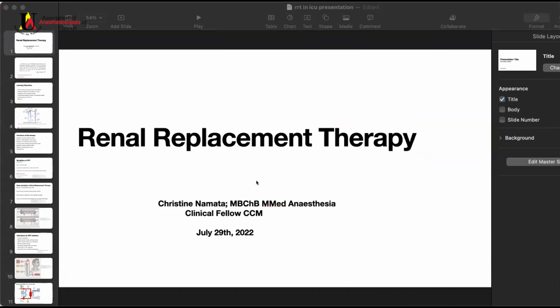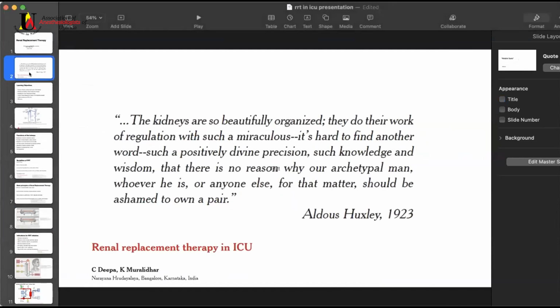I'm Christine, and we're going to talk about renal replacement therapy. As already determined, the kidneys do a meticulous job, and I found this quote very interesting.